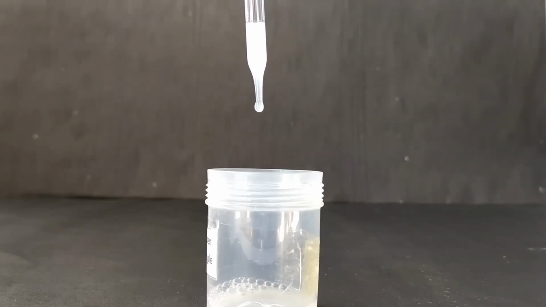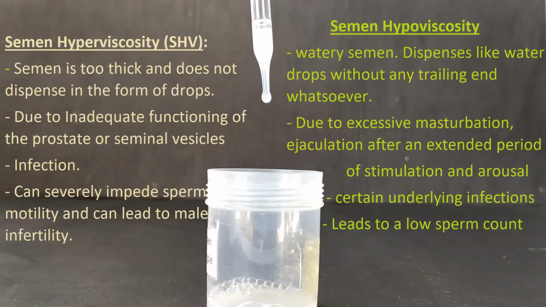Abnormally viscous semen, however, flows out of the tube in the form of long and thick viscous strands that are more than 2 centimeters. This condition is called semen hyperviscosity or SHV and is an indication of inadequate functioning of the prostate or seminal vesicles and also infection. Hyperviscous semen can severely impede sperm motility and can lead to male infertility.